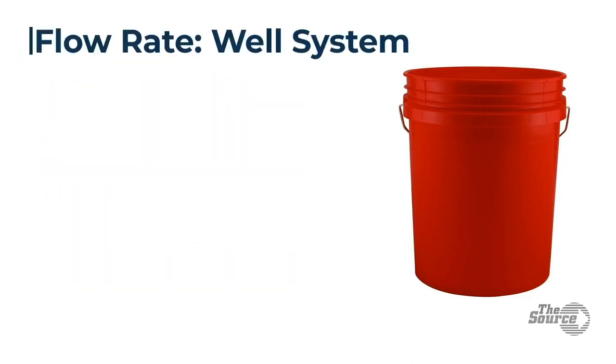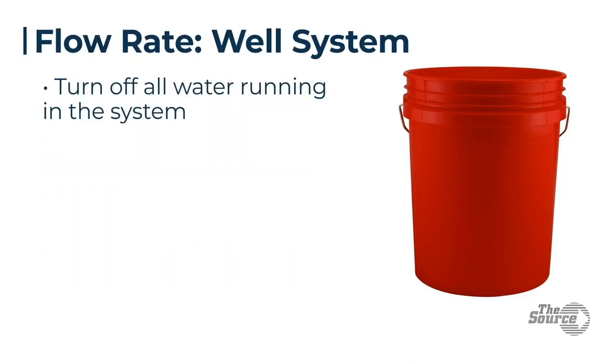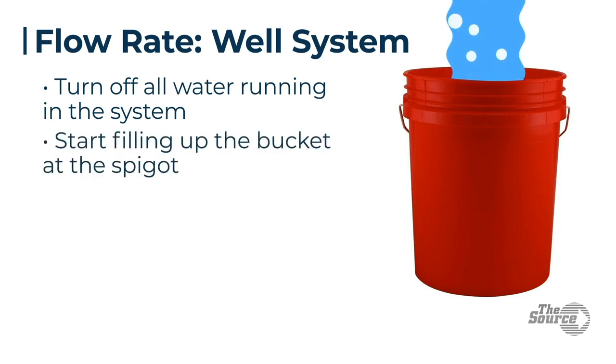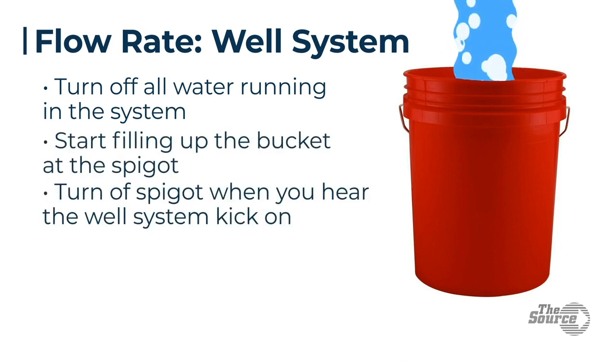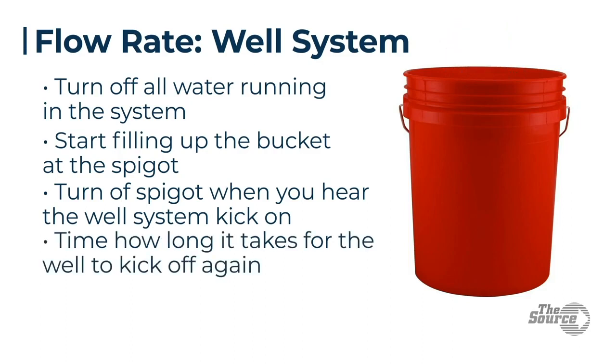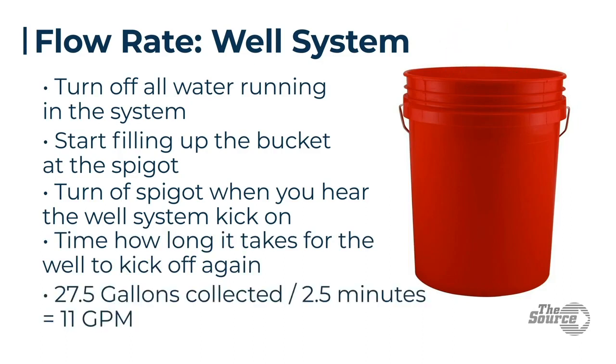For a well system, turn off all the water running in the system. Then start filling your bucket at the spigot. Fill it until you hear the well kick on, then turn off the spigot and time how long it takes for the well to kick off again. Divide the number of gallons collected, let's say 27.5, by the number of minutes it took the well to replenish the system, let's say 2.5 minutes, to get the true flow rate. In this example, it would be 11 gallons per minute.